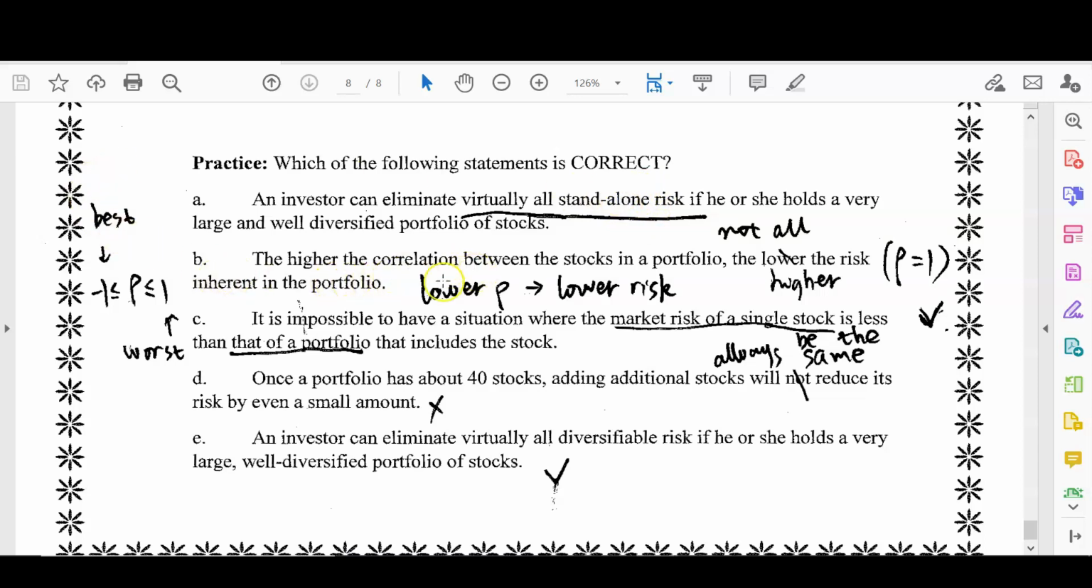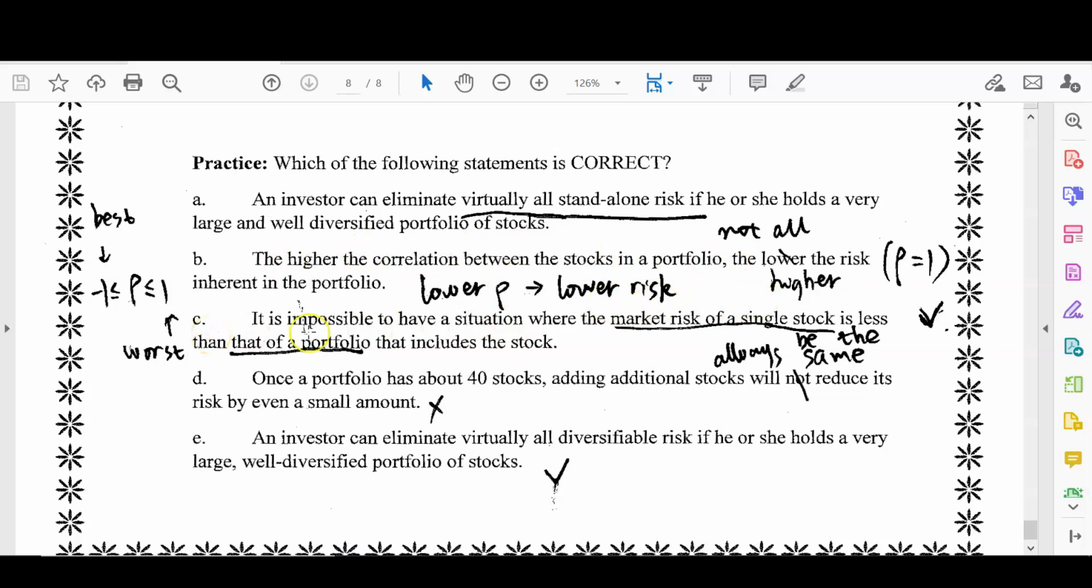Option B, the higher the correlation between the stocks in the portfolio, the lower the risk in the portfolio. That's not correct. Okay, the higher the correlation, the higher the risk. Remember, rho differs from -1 to 1. When rho is 1, the extreme case, it's similar to two similar stocks combined in a portfolio. It's the worst risk diversification. It has the highest risk. And at -1, when the correlation is lower, actually it's better. There's lower risk. So lower rho, lower risk. Lower correlation, lower risk. Higher correlation, higher risk.